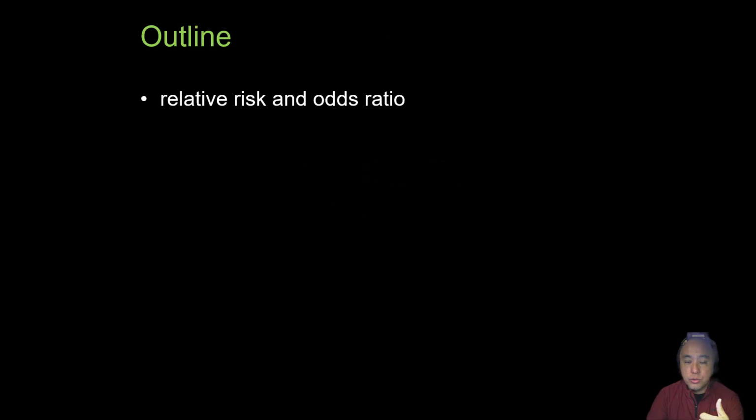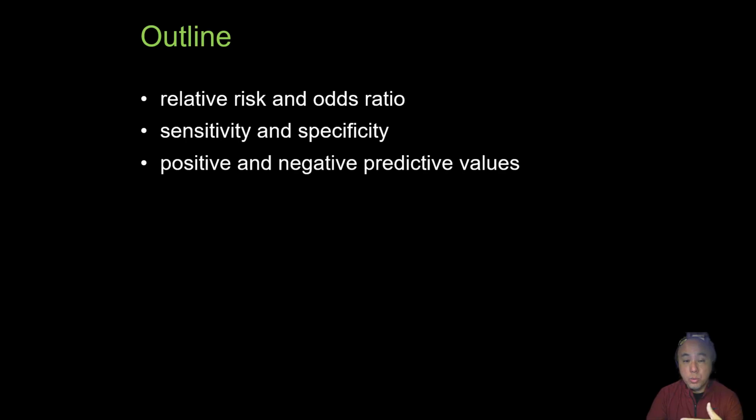So in this video, we'll cover some of the most common clinical measures of associations, such as relative risk and odds ratio, sensitivity, specificity, positive and negative predictive values when we're evaluating the accuracy of a diagnostic test, as well as positive and negative likelihood ratios.